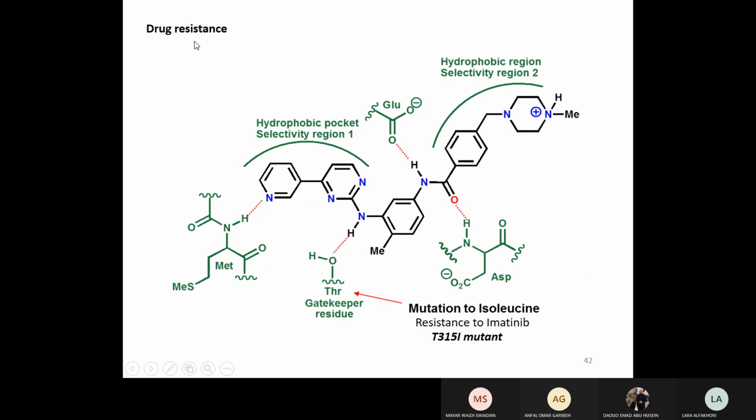Now, if you were among those who developed imatinib, what would you do to resolve this issue? What could you do? What would you think of?